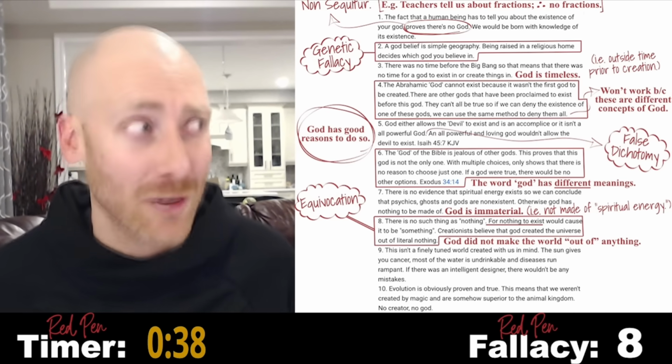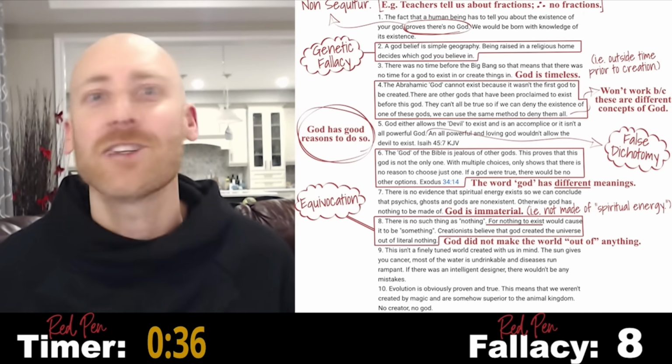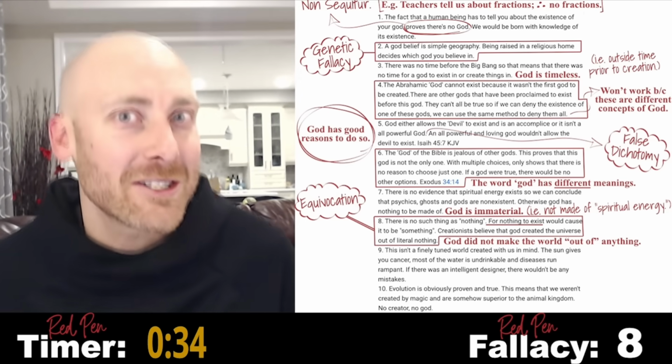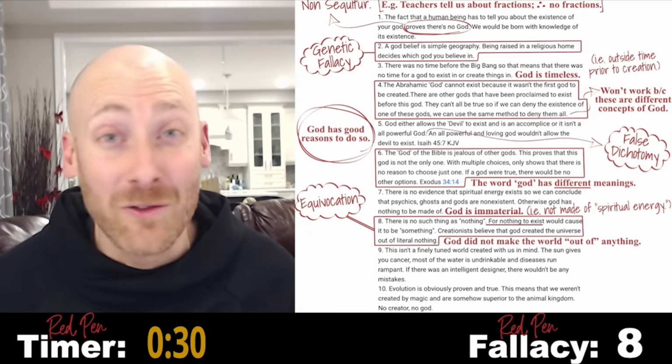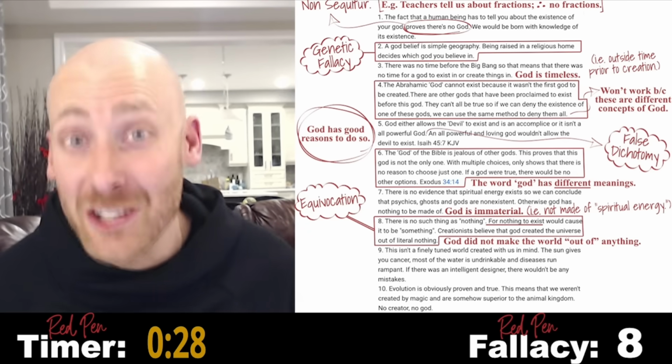Proof number 9. This isn't a finely tuned world created with us in mind. The sun gives you cancer, most of the water is undrinkable, and diseases run rampant. If there was an intelligent designer, there wouldn't be any mistakes. First, just because you can't drink the ocean or antifreeze doesn't mean they're not designed. They're just designed for another purpose. Second, something doesn't have to be perfectly designed in order to be intelligently designed.